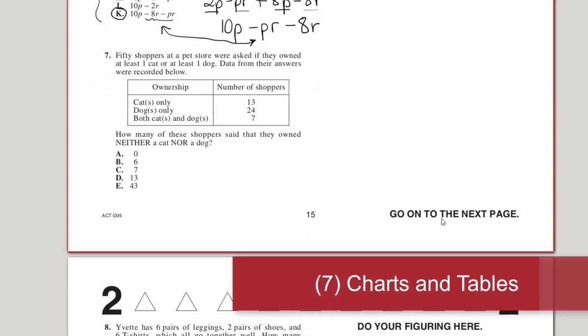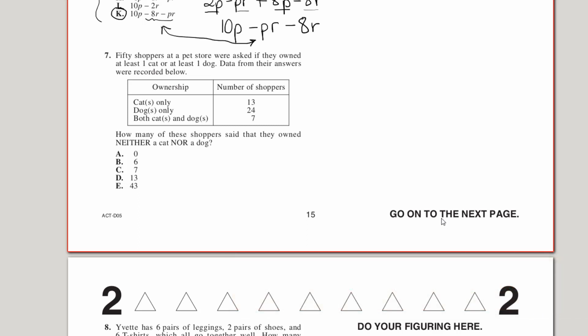Question 7 tells us that 50 shoppers at a pet store were asked if they owned at least one cat or at least one dog. Data from their answers were recorded below. So we have this table, this chart here. How many of these shoppers said that they owned neither a cat nor a dog? So they don't own a cat and they don't own a dog.